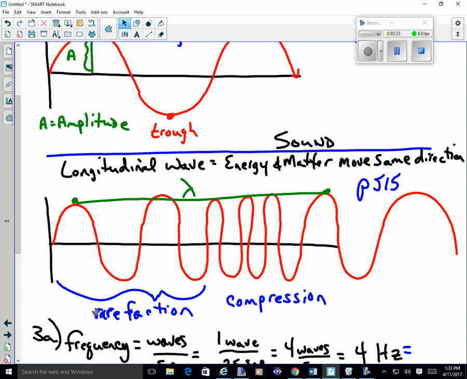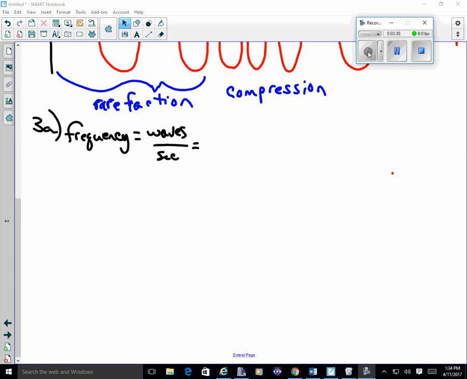Okay, now 3A and 3B there. 3A asks, what is the frequency of a wave? I should say, what's the frequency of a wave? So you've got one wave that passes through a certain point every 0.25 seconds. Well, the formula for frequency is the number of waves per second. So I had one wave going by every 0.25 seconds. So 1 divided by 0.25 is 4 waves per second.